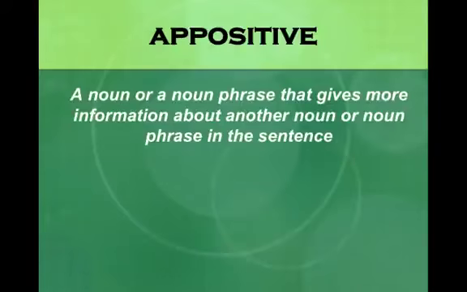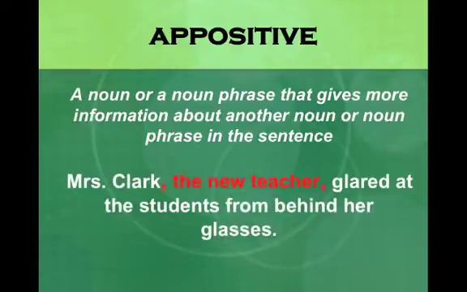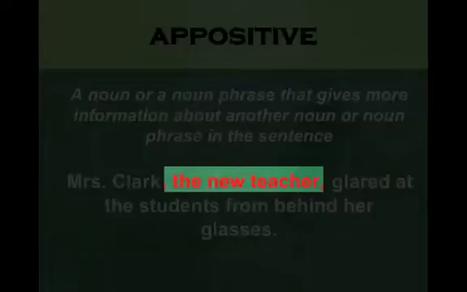An appositive is a noun or a noun phrase that gives more information about another noun or noun phrase in the sentence. For example, Mrs. Clark, the new teacher, glared at the students from behind her glasses. My appositive is the new teacher.